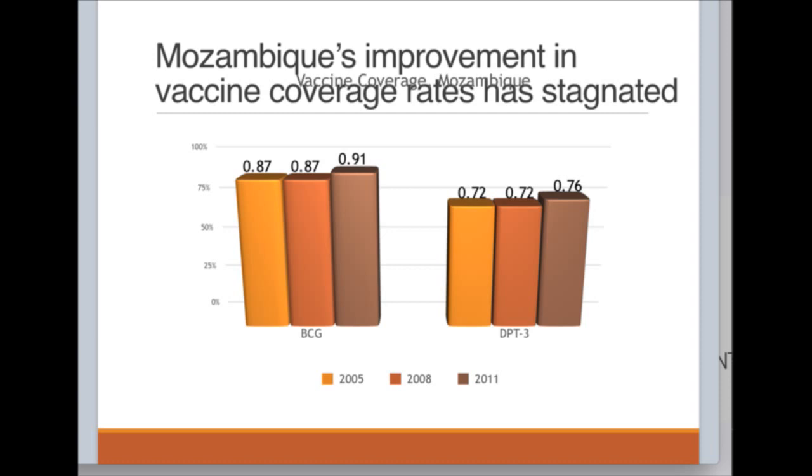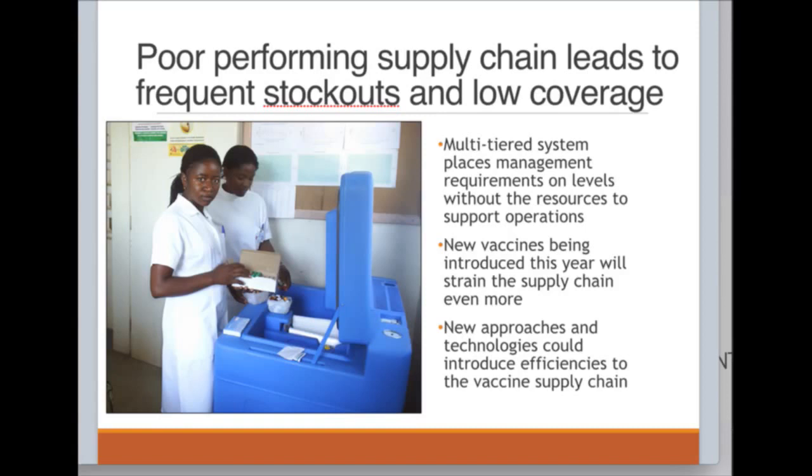The system has frequent stockouts, and this is what is affecting coverage. Let me tell you a bit about the system. The system is multi-tiered, and it places management requirements at the different levels. It follows the structure of a decentralized administrative system. So we have the national level, the provincial level, the district level, and then the health facility. Each level has responsibilities, and a lot of responsibility is placed at the district level, where there are very few resources. And so it starts falling apart from there when the districts are supposed to take vaccines and distribute them to the health facilities.